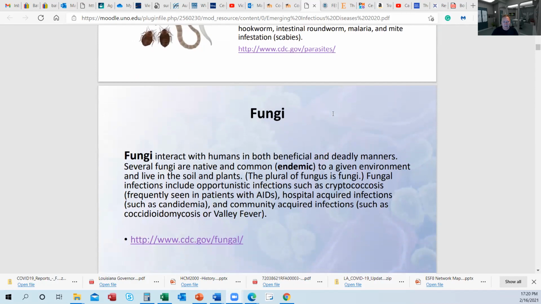And then a fungus, again, a single cell is a fungus. The plural of that is fungi. And then understanding how that interacts with the human body. Again, the plural of fungus is fungi.